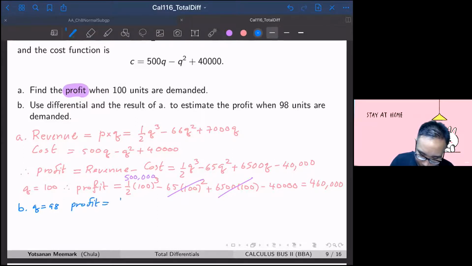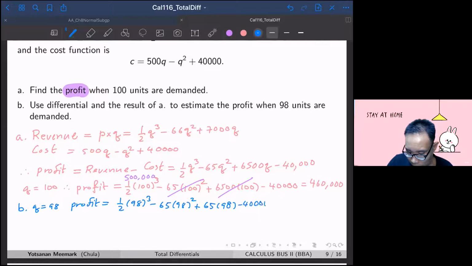turned out to be messy. So it's going to be 98 to the third minus 65 times 98 squared plus 65 times 98, and minus 40,000. So kind of difficult to evaluate. You can use a calculator, I know. However, this one is difficult to evaluate or difficult to get. So we like to estimate.